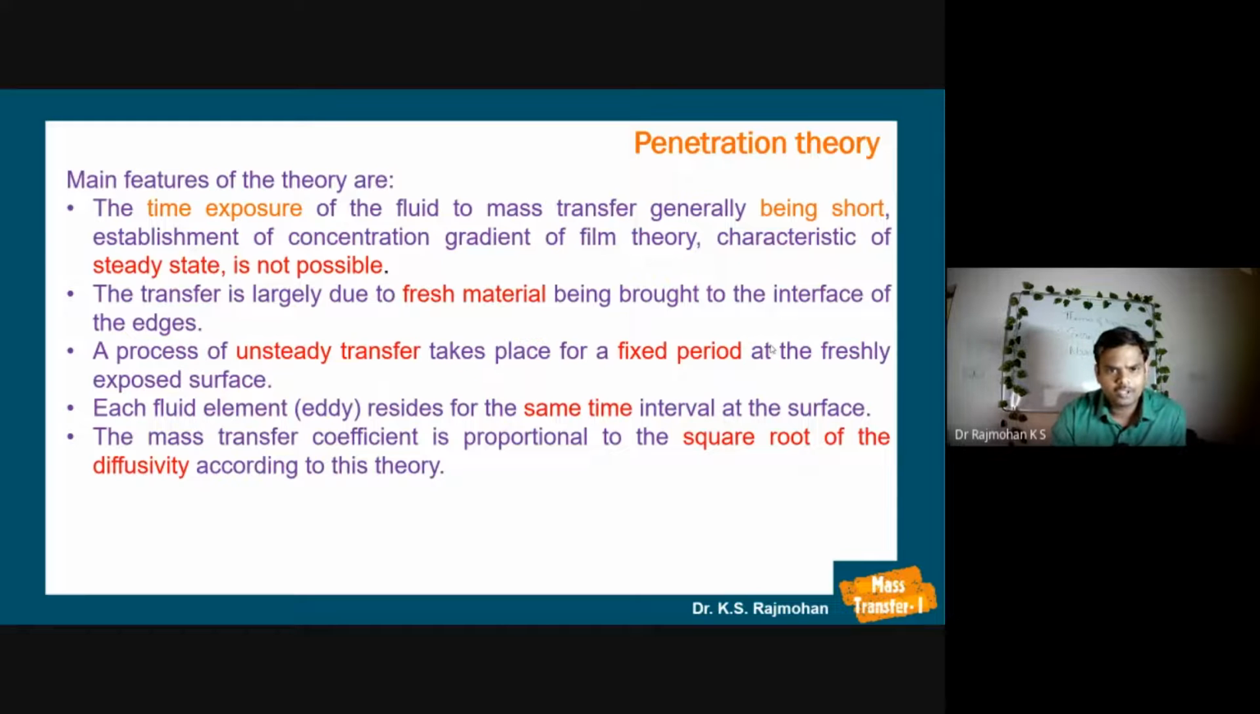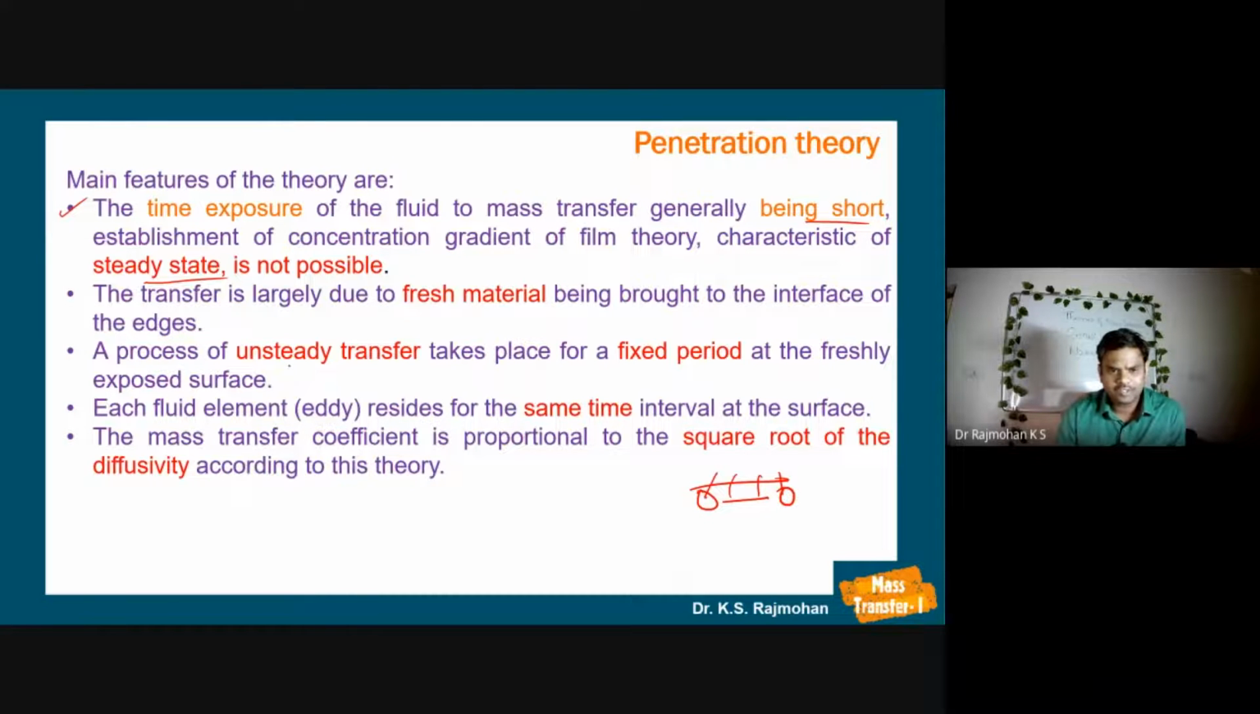Okay, so the time of exposure of the fluid to mass transfer is generally very short, and the establishment of the concentration gradient of the film theory is not possible. That is, the characteristic of steady state is not possible, which is one of the main points of this penetration theory. The transfer is mainly due to fresh material being brought to the interface surface. As I said, you have fresh material coming and spending a certain time, and thereby the mass transfer takes place.